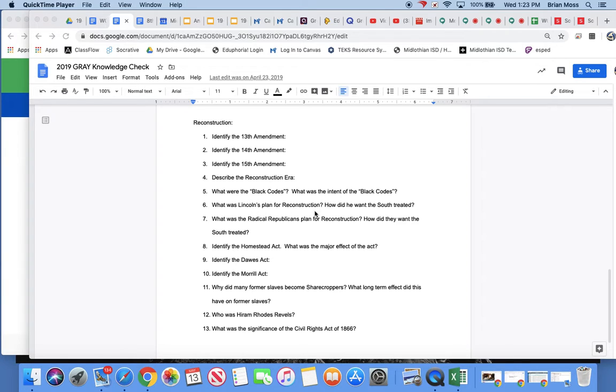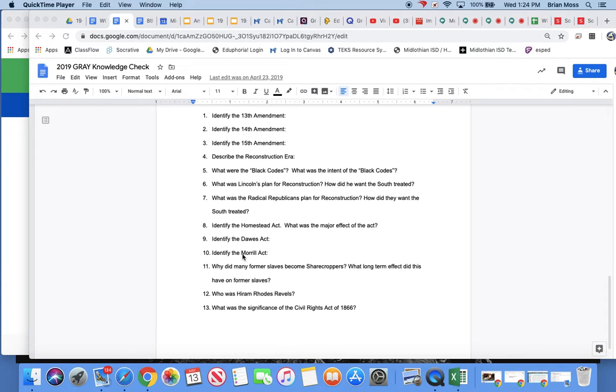What was Lincoln's plan for Reconstruction? How did he want the South treated? Please look at the definition for Lincoln's plan for Reconstruction. There was a whole slide dedicated to that, so please reference that. What was the Radical Republicans' plan for Reconstruction? Well, they wanted to obviously punish them harshly. They wanted to, if possible, put them in jail or kill them, one of the two, or both. How did they want the South treated? Harshly. They wanted harsh treatment of the South.